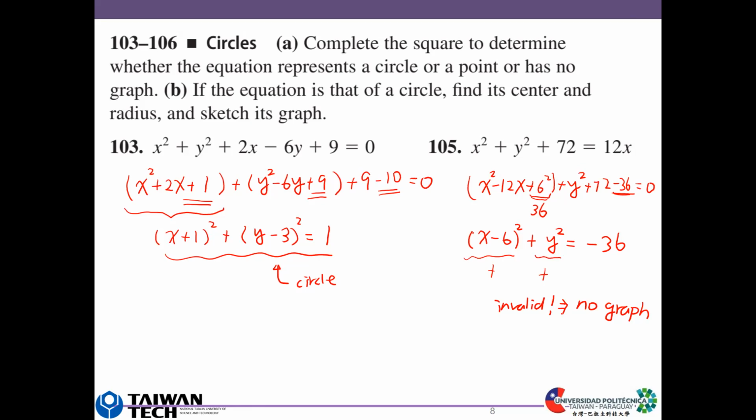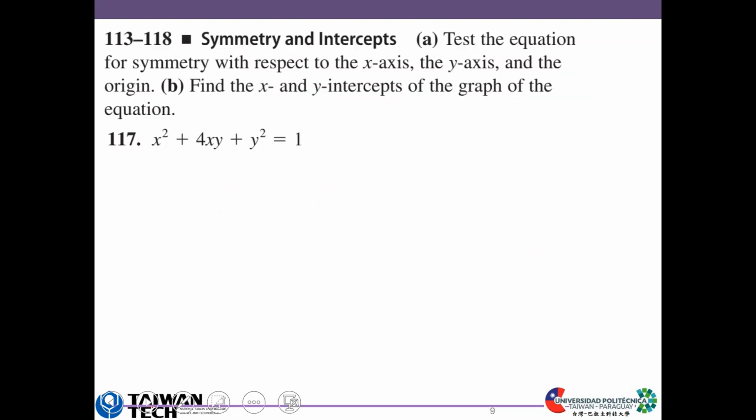Right. So any questions regarding this? Okay. If no questions, let's look at the next problem. The next problem is about symmetry and intercepts. Problem A tests the equation for symmetry with respect to the x-axis, the y-axis, and the origin. Problem B, find the x and y intercepts of the graph of the equation.